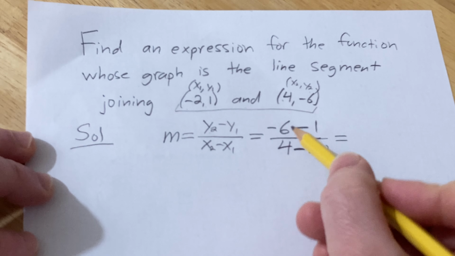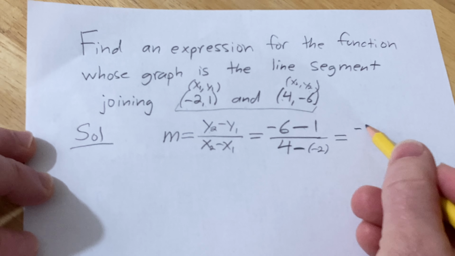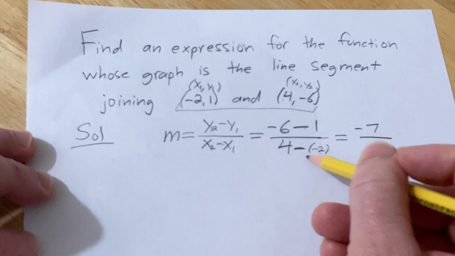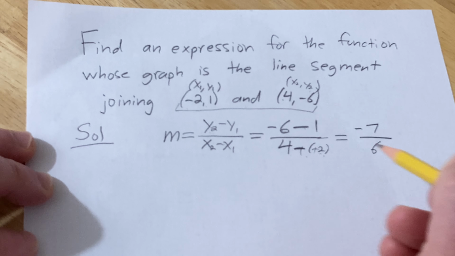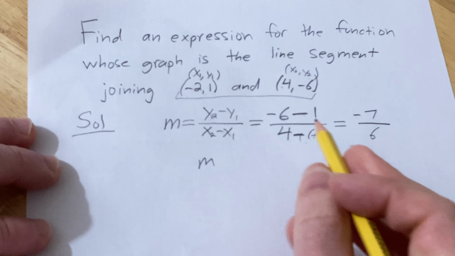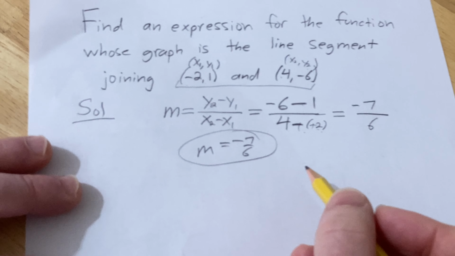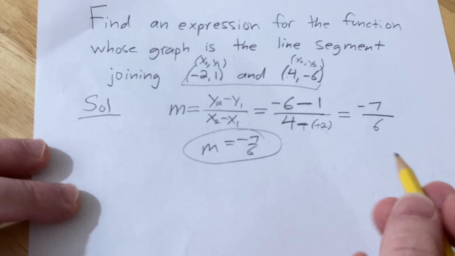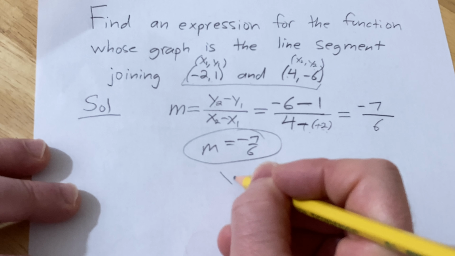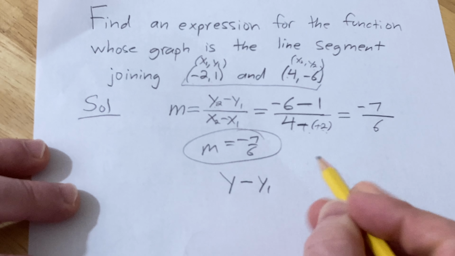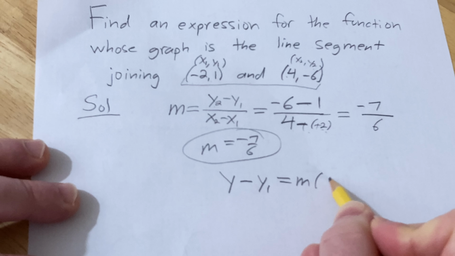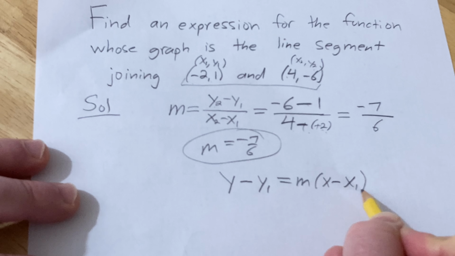This is equal to, so -6 minus 1 is -7. And this is 4 plus 2, which is 6, right? It becomes a plus. So that's our slope, m equals -7/6. So now we can find the equation of the line. Let's use the point slope formula, which is y minus y1 equals m times x minus x1.